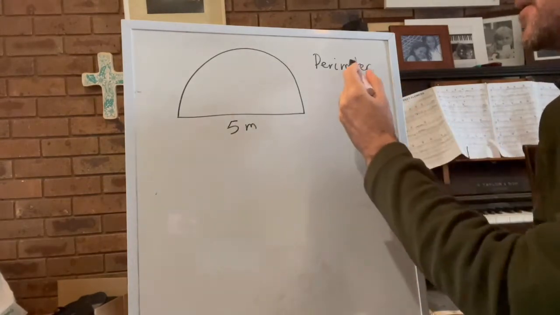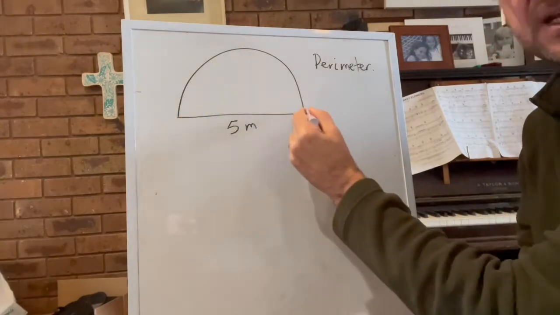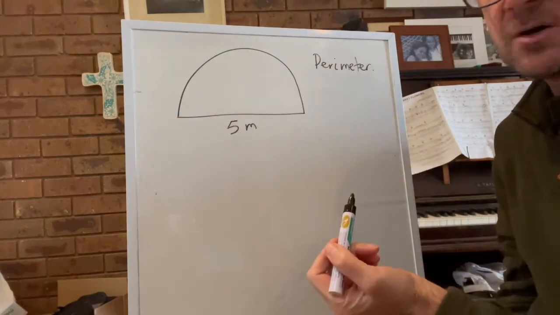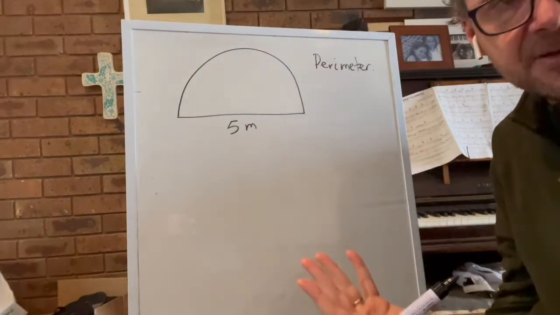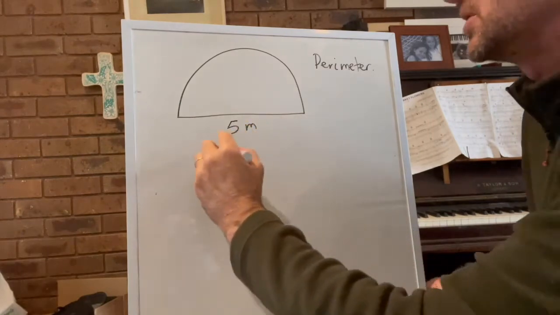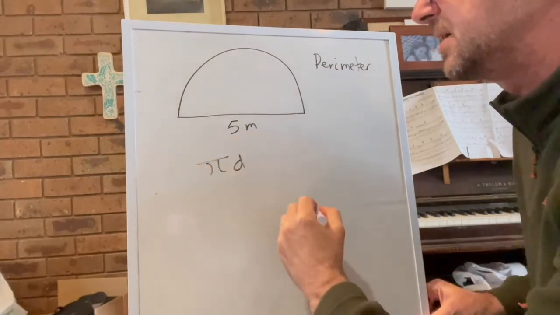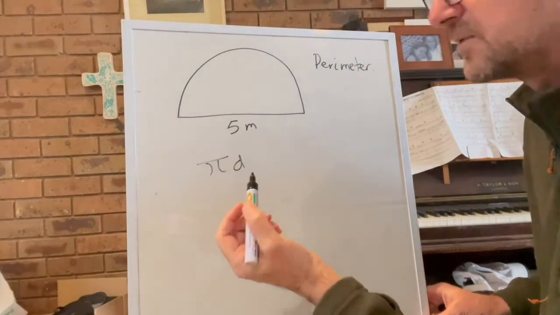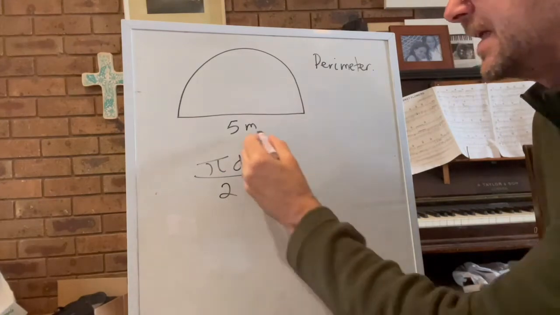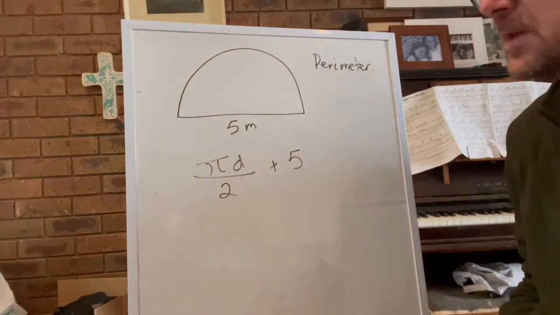So if we're trying to find the perimeter, we're trying to find the distance around the outside plus this bit here, okay? So what we do here is find the circumference of a complete circle, halve it, and then add on this 5 meters. So what we want to do is pi d, which is the full circle, and then divide that by 2, and then add on that 5. So that's what we're going to be doing.